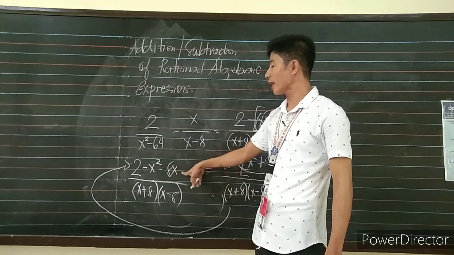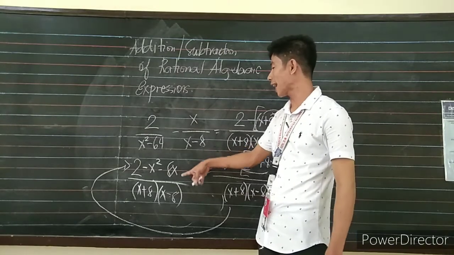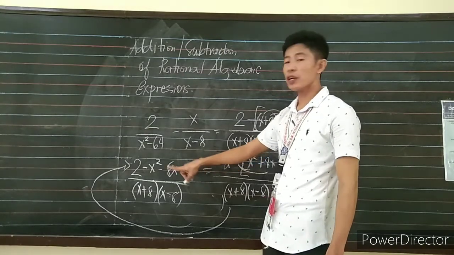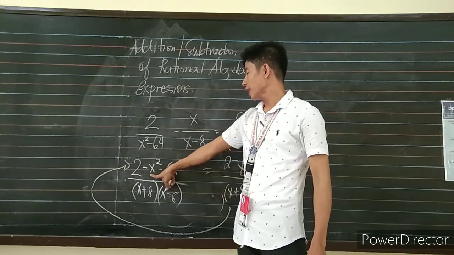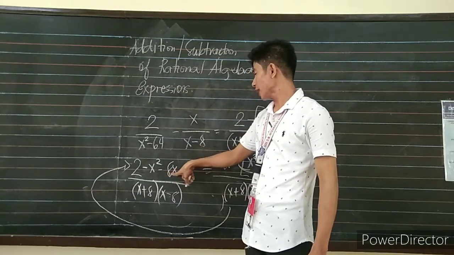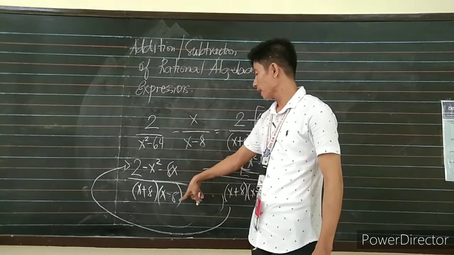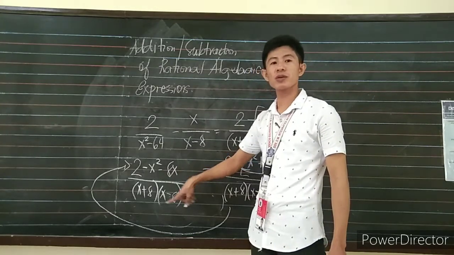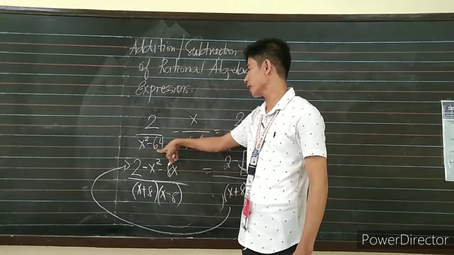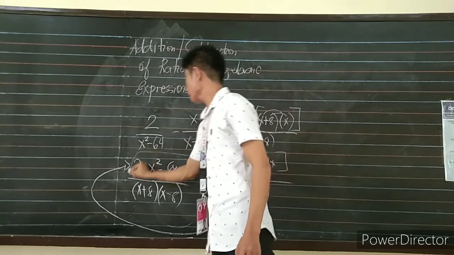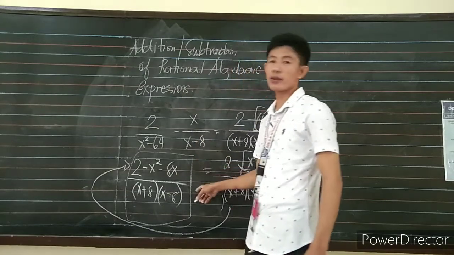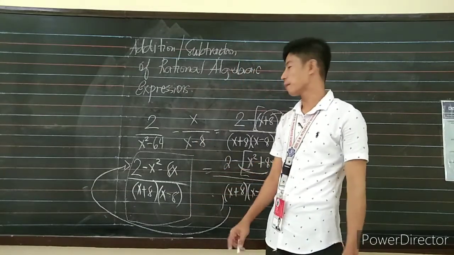We can also rewrite it in its standard form by rearranging the terms. The first term must be negative x squared minus 8x plus 2, and the denominator can also be written as x squared minus 64. But this answer is already correct in our example.